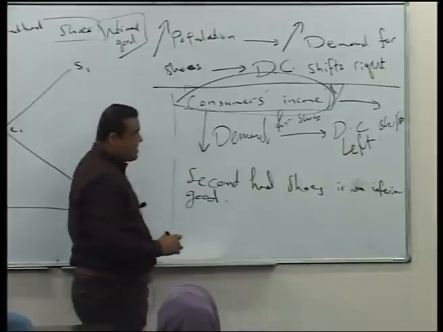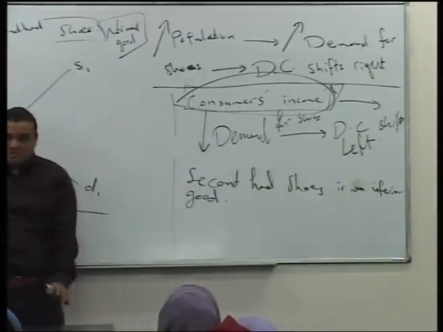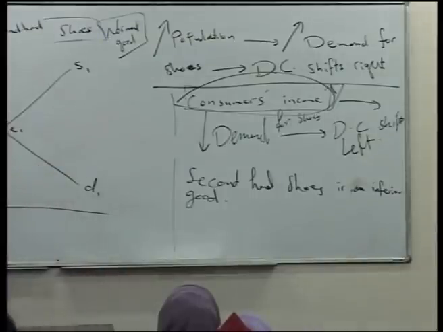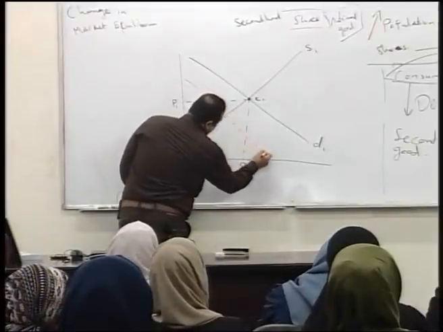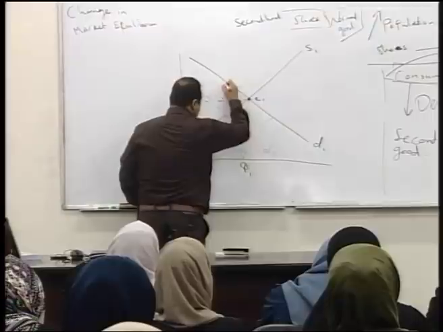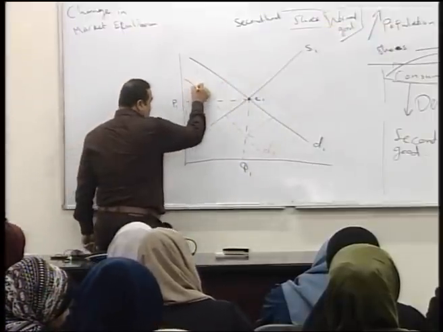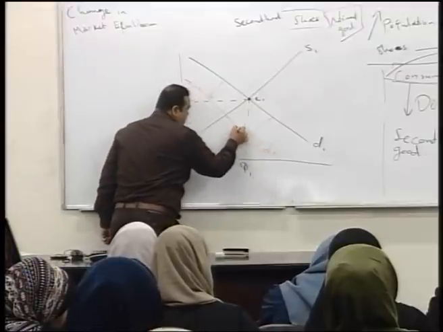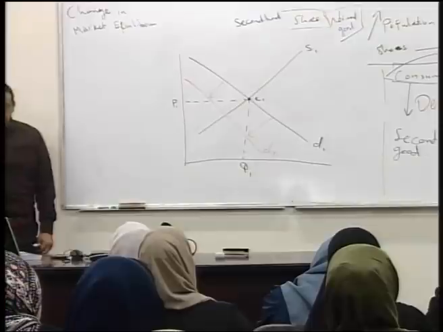And there is a negative relationship between the consumer's income and the demand for inferior goods. So the demand shifts left. So here we have a leftward shifting in the demand curve to D2, parallel to the previous one. We have a new equilibrium point.